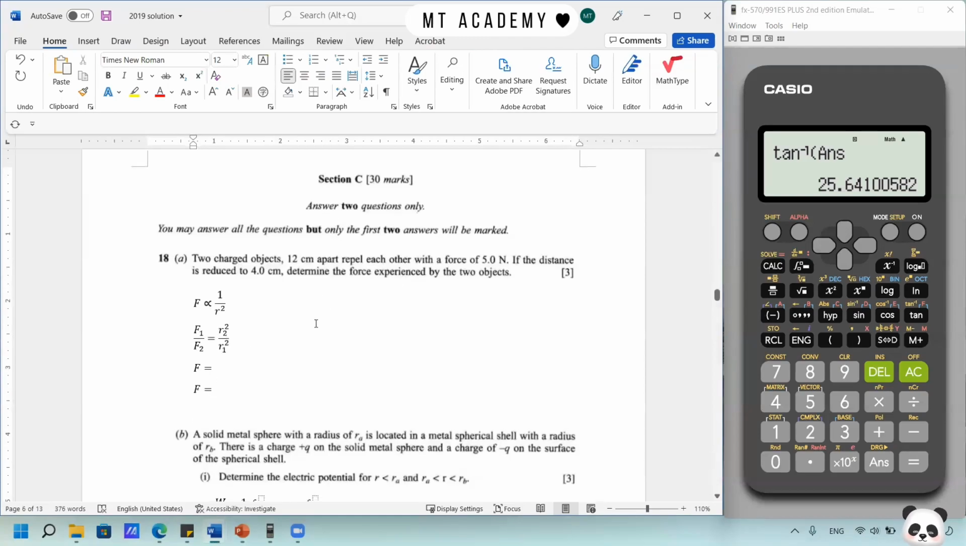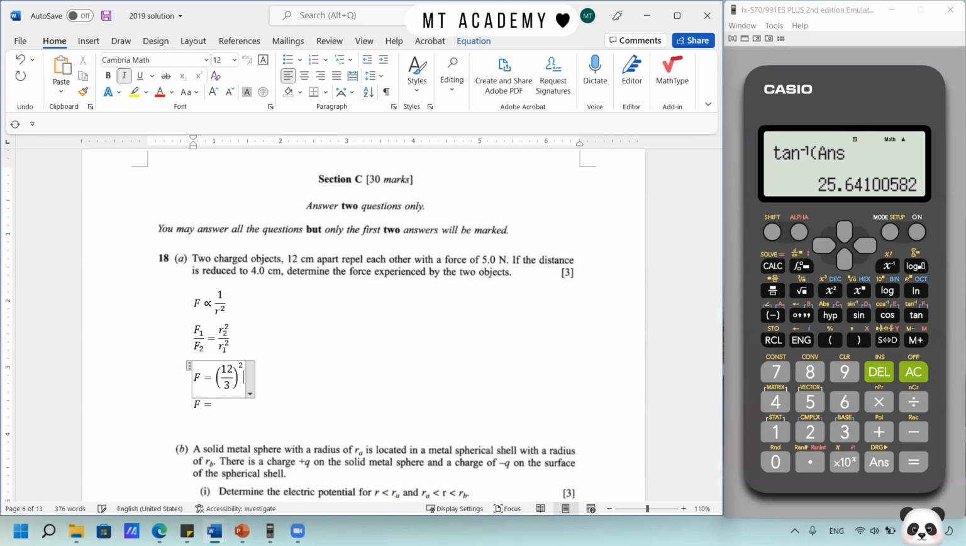You can calculate the full one, but I think we just apply the ratio here. To calculate the force experienced by the two objects, it will be equal to 12 centimeter divided by 4 centimeter. That will be squared, don't forget, multiply 5 Newton. Sorry, this is 4. So this is 3 squared times 5, that would be 45 Newton. It should be no problem.